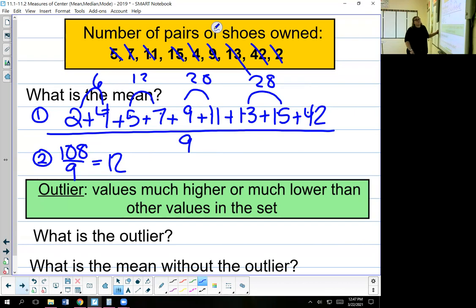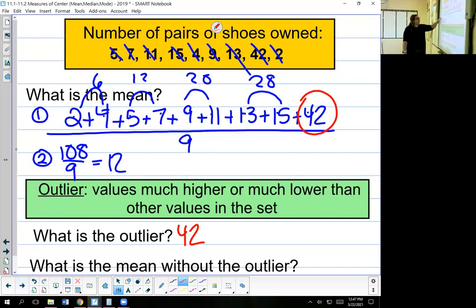If you look at all these numbers, which one is significantly away from everything else? The outlier is kind of like an outcast. It doesn't belong. So if you say, oh, this number is 42, looks like it doesn't belong with all these other numbers, that is correct.